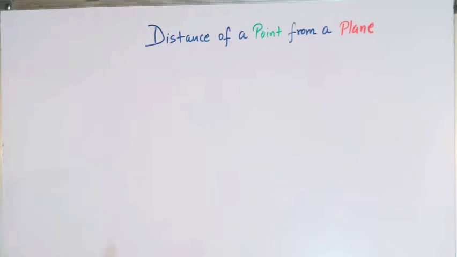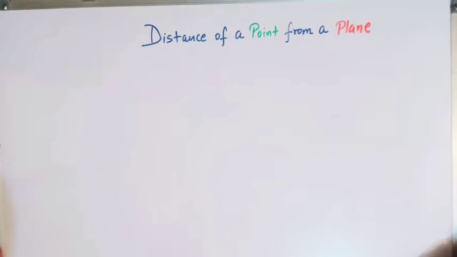Hello viewers, in today's lecture we are going to study the topic distance of a point from a plane. Here we are going to derive a formula for the length of the perpendicular from a point having position vector A to some plane given by r dot n equal to d. So let us derive the formula for the distance of a point from a plane.